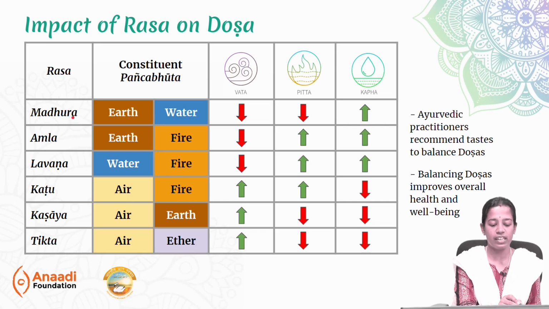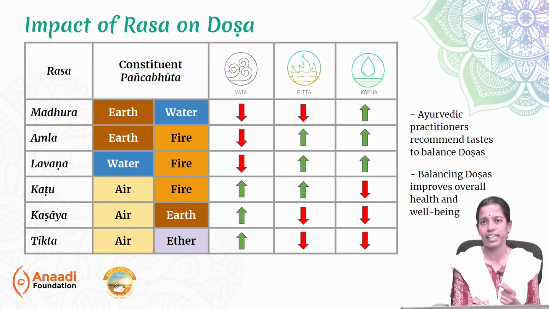The Madhura rasa constitutes the earth and the water element, and hence it will definitely lead to aggravation of kapha while it balances the vata and the pitta. Amla rasa, if you see, has earth and fire as its constituent elements, and hence it aggravates the pitta and the kapha dosha while it alleviates the vata dosha.